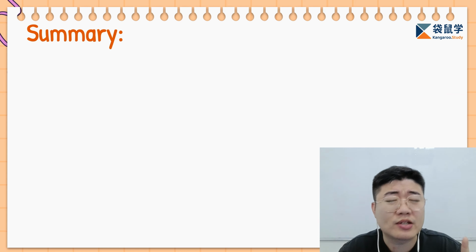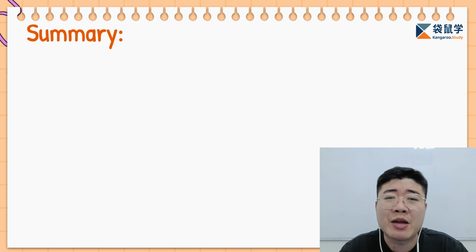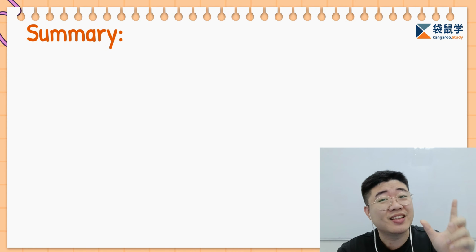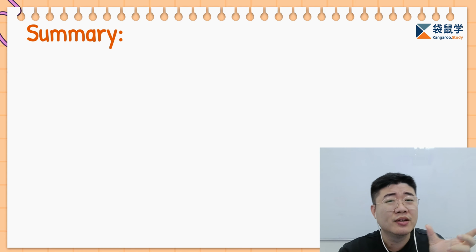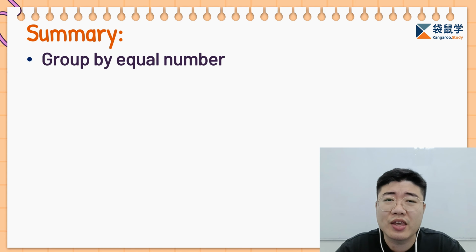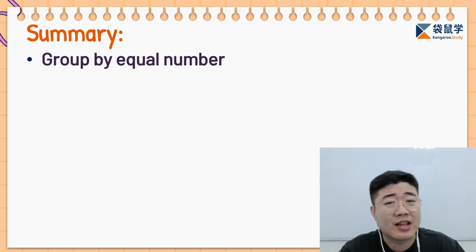So now, let us do a quick summary here. In this question, when we do the grouping, it is according to the same number of sweets. We have to ensure that each group has the same number of sweets, and then the total number of groups, the total will also be the same. Group by the equal number.